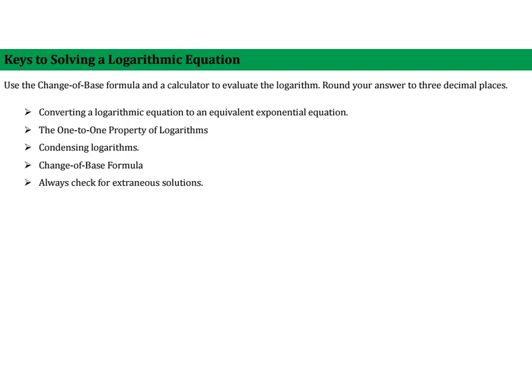So there are various approaches we can take when solving a logarithmic equation. We can convert logarithmic equations to exponential equations. We can use the 1 to 1 property of logarithms that we just determined. We can condense logarithms. We can use the change of base formula. But at the end, we must always check to make sure that our solutions are not extraneous. In other words, we must always make sure that our solution does not make a logarithm undefined. In other words, we don't want an argument to be negative or 0.